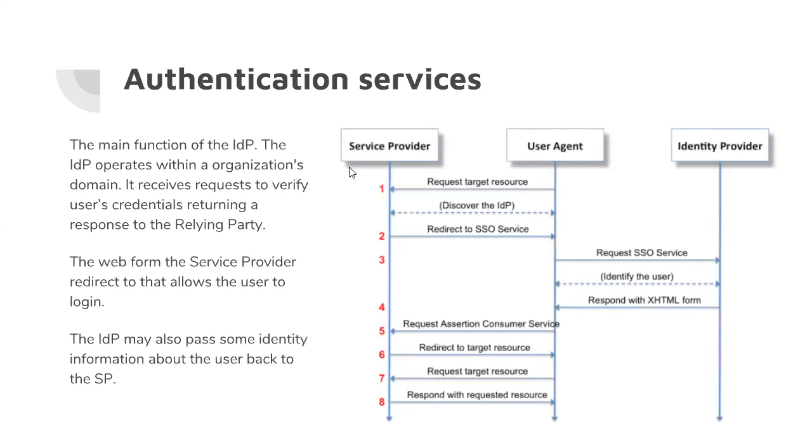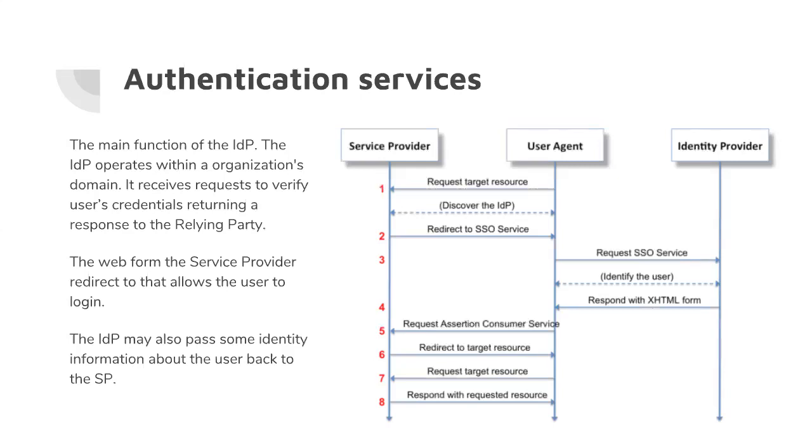The authentication service. This is the main function of the identity provider. The identity provider operates within an organization's domain. It receives requests to verify users' credentials, returning a response to the relying party or the service provider. So the service provider redirects the user to an identity provider web form where the user will log in. That web form lives within the organization's domain.